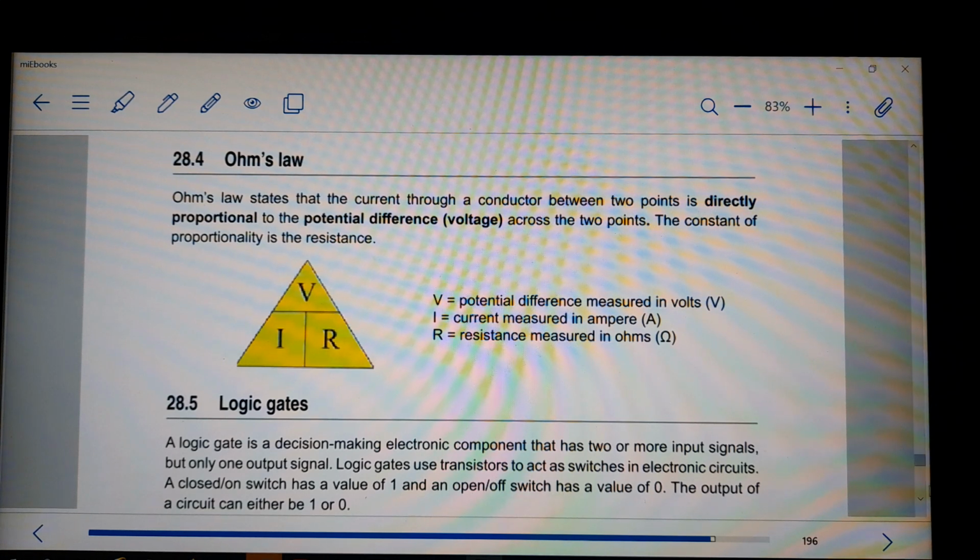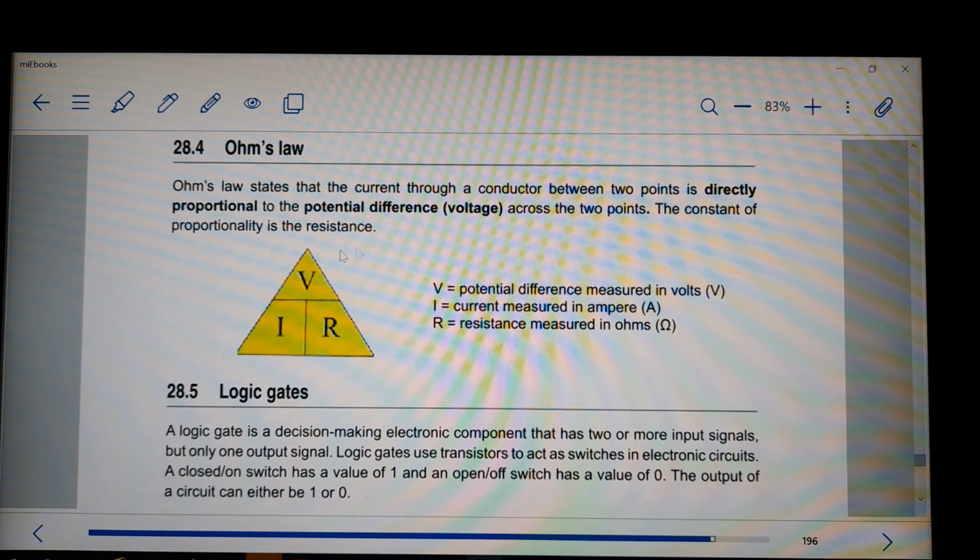Okay. And now we come to the new concept. Ohm's law is a new concept. You have to know what it states in words, and you have to know how to use this triangle to calculate either voltage, resistance, or current. And you have to know the units for each: the unit for voltage, which is V, the unit for current, which is amperes, A, and the unit for resistance, which is ohms. And you have to know that voltage can also be called potential difference.